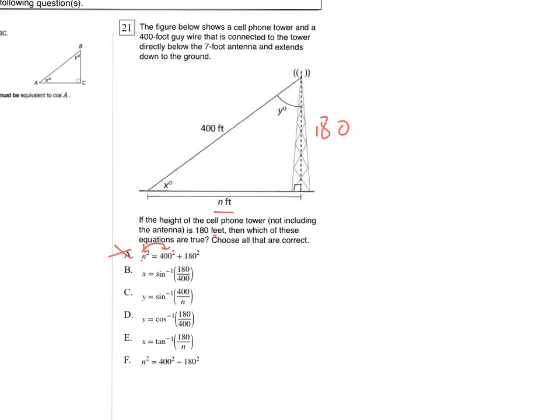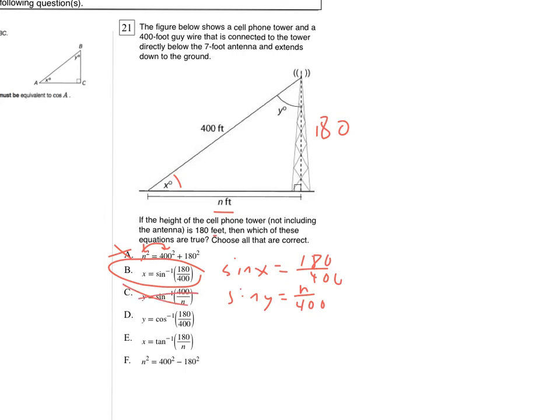Next up, they're talking about x here. So I would say sine of x equals 180 over 400. That makes sense to me that the inverse would be equal to x at 180 over 400. All right, and then sine inverse of y equals sine inverse of 400 over n. Well, I would check that out. Sine of y is n over 400. So if I did the inverse, it would still be n over 400. So I'm going to say that's not correct.